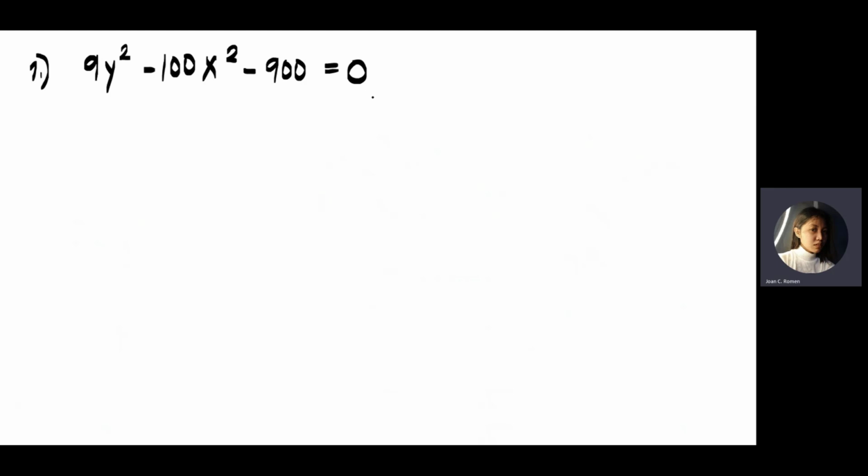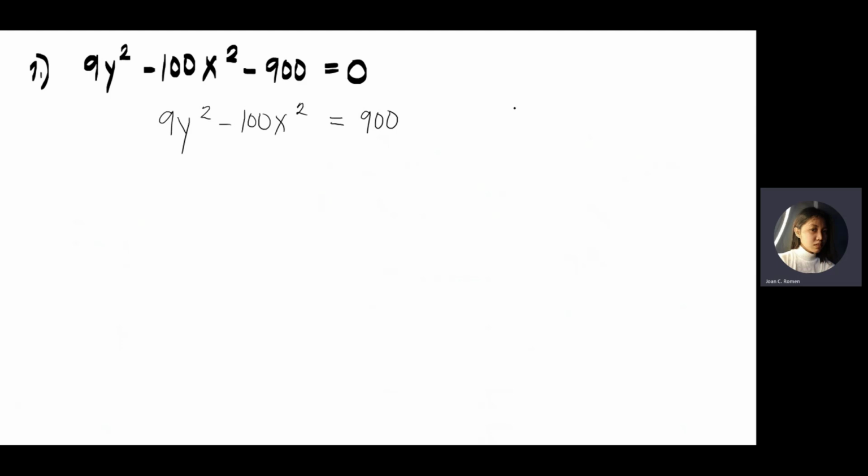So para ma-transform natin to into standard form, first step is this constant, kailangan nating mailipat sa right-hand side. Okay? This negative 900, we have to transpose this to right-hand side. So this negative 900, once na nilipat natin, this will become positive 900. And ano na lang po ang matitira? 9y squared minus 100x squared. Okay, 9y squared minus 100x squared is equal to 900.